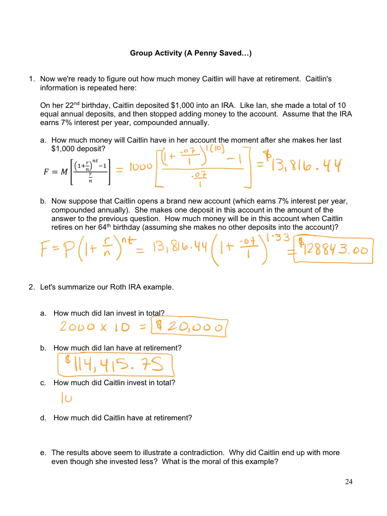And then how much did Caitlin invest in total? I invested $1,000 a year for 10 years. That's a $10,000 investment. Okay, $10,000 total, only half of what Ian invested. $10,000 versus $20,000. And at retirement, we figured out I have $128,843.